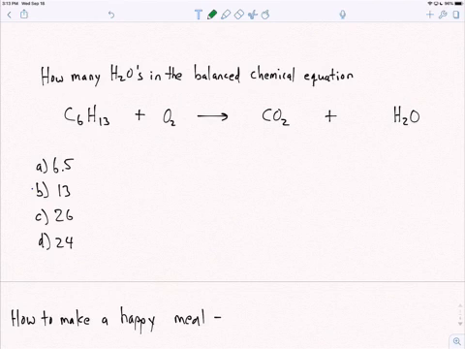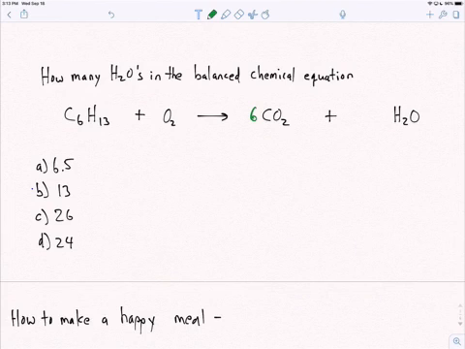So multiply all of the elements. I usually start with carbon. There are 6 carbons here, so you need 6 carbons. So that goes to 1 to 6, the ratio you're supposed to have. And now let's look at the hydrogens: 13 hydrogens here, 2 hydrogens here.